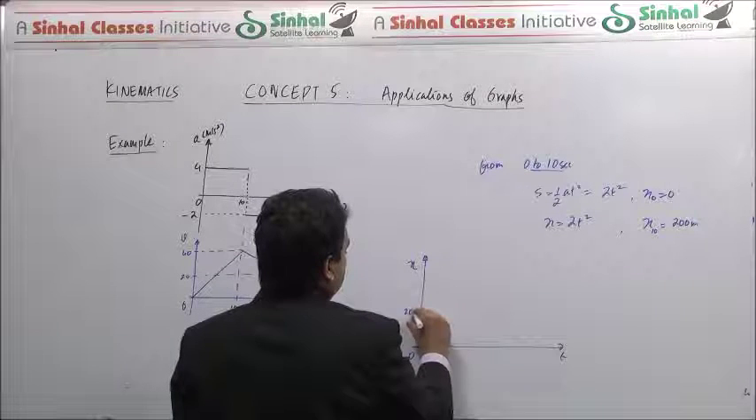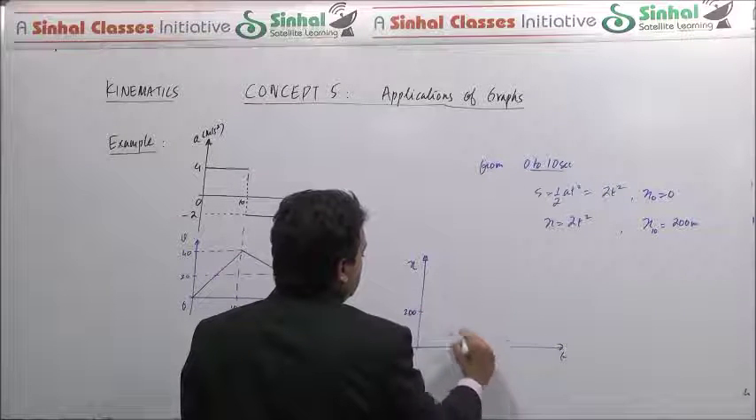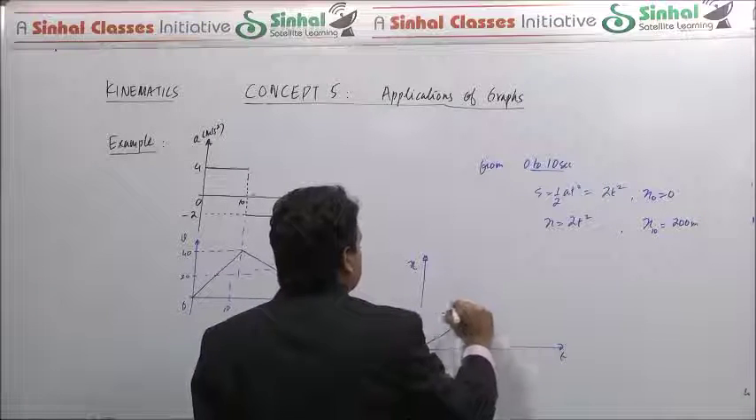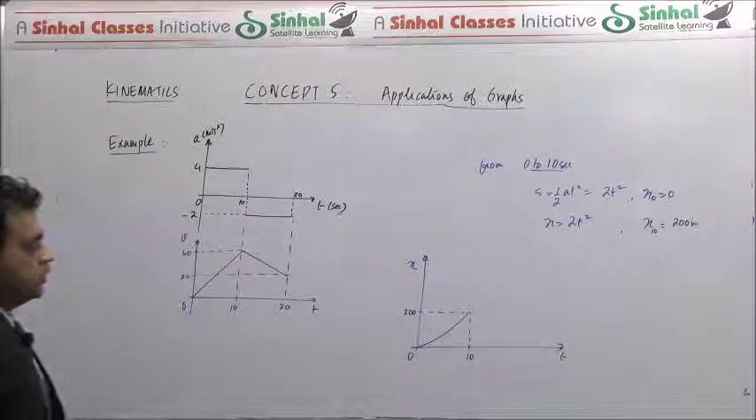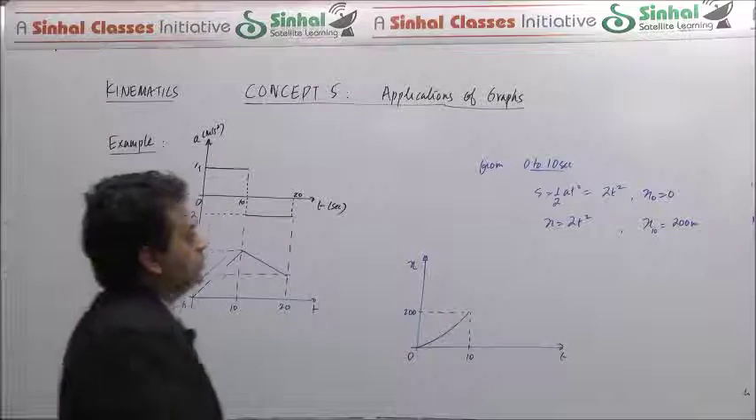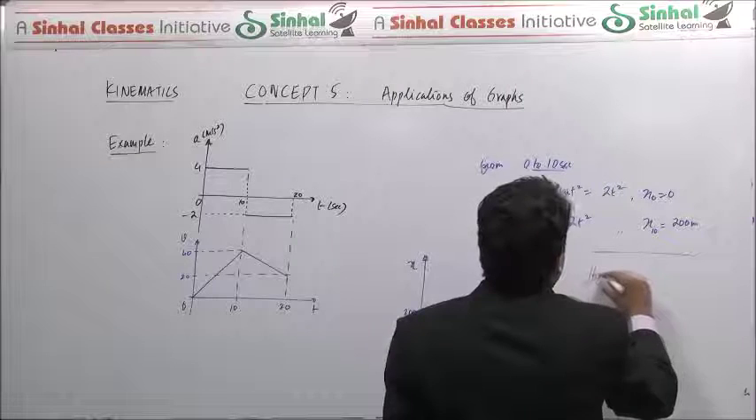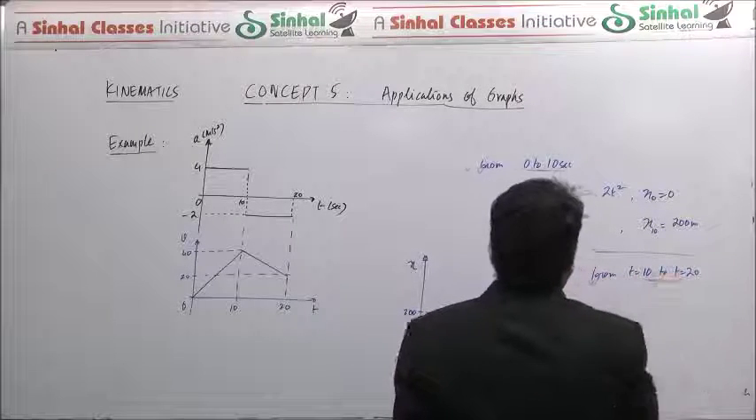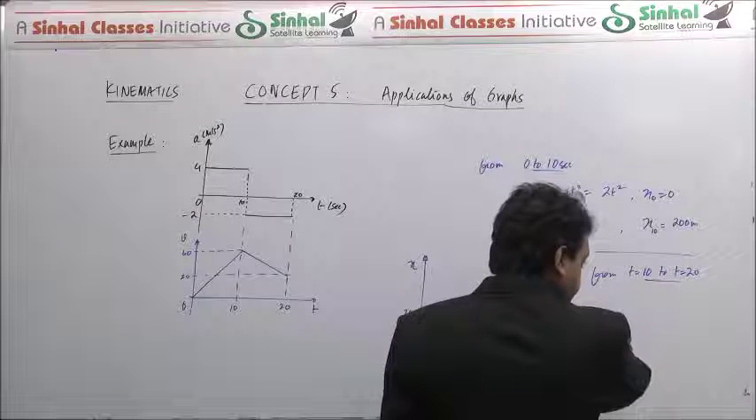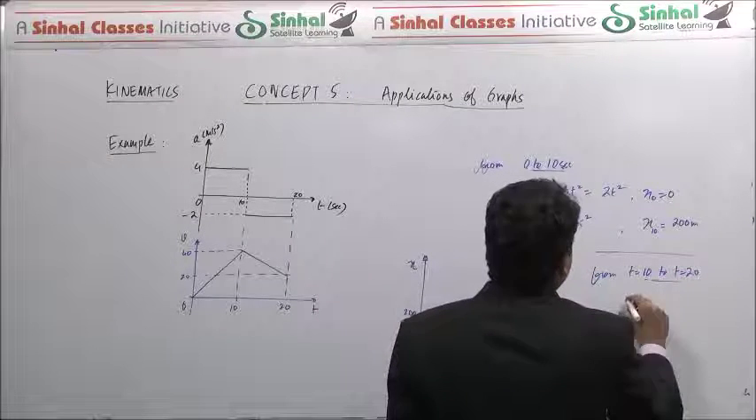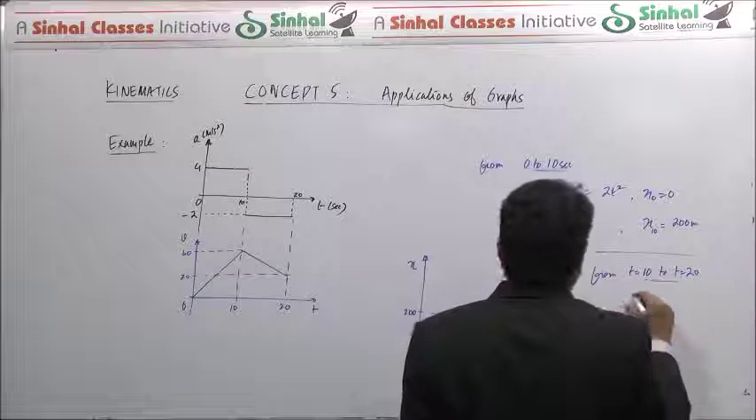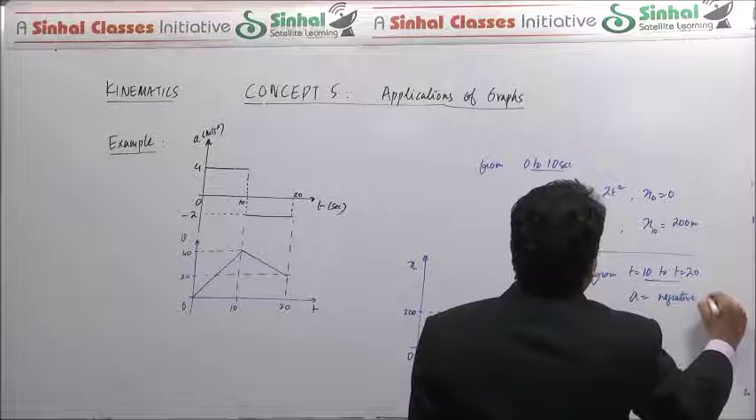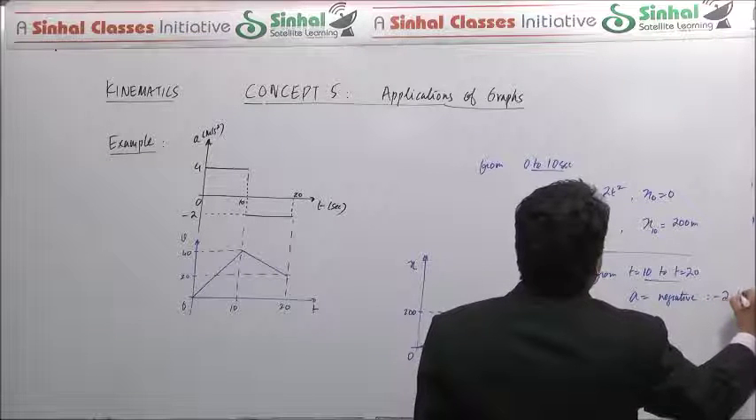Let's see. So it will be a graph with an increasing slope like this. Whereas what is happening from t equal to 10 to t equal to 20? The velocity is decreasing, as you can see. Acceleration is negative. It is minus 2 meters per second square.